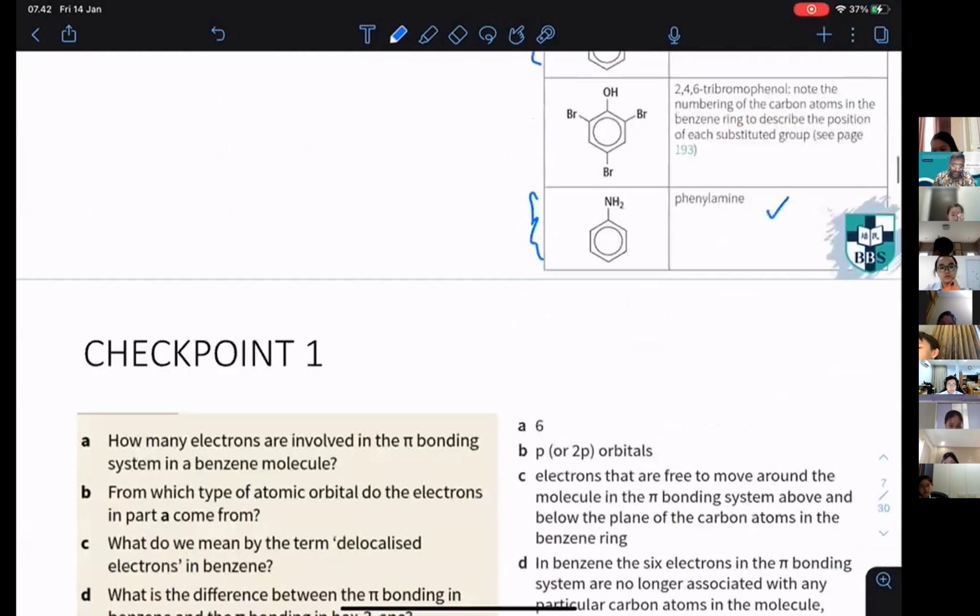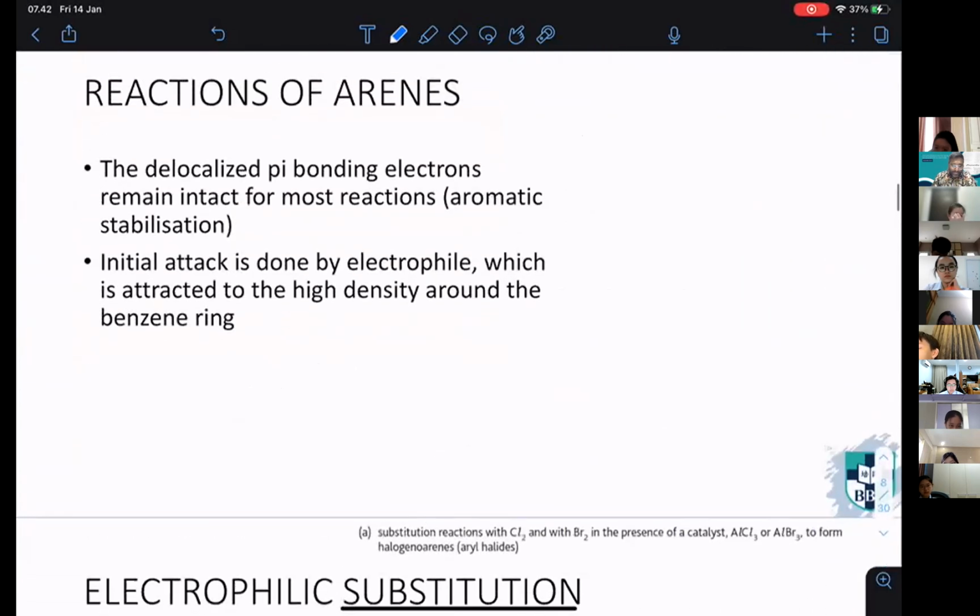You will understand better later. But when you look at the reactions of arenes, basically it relates to the benzene ring, the electrons in the benzene ring. For example, the delocalized pi bonding electrons remain intact for most reactions. And just now I also introduced this term, aromatic stabilization.